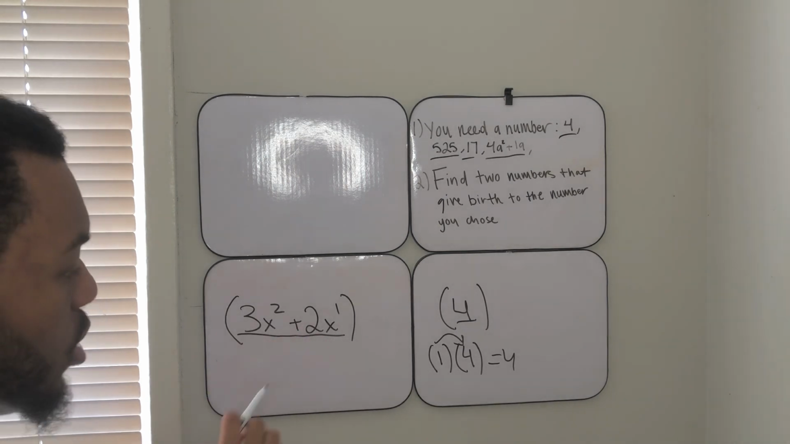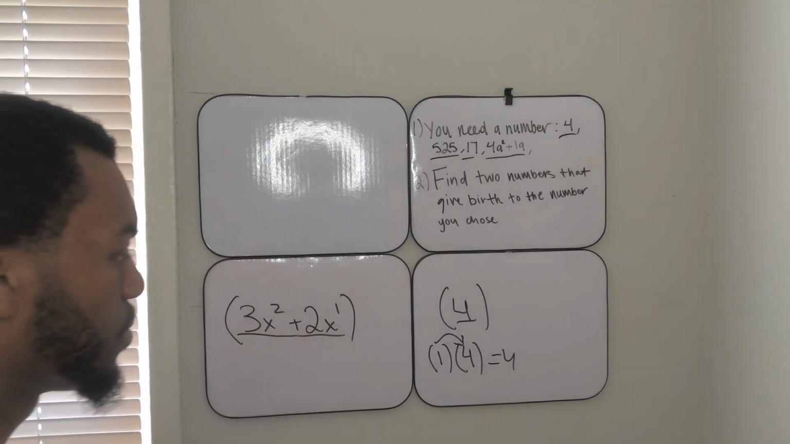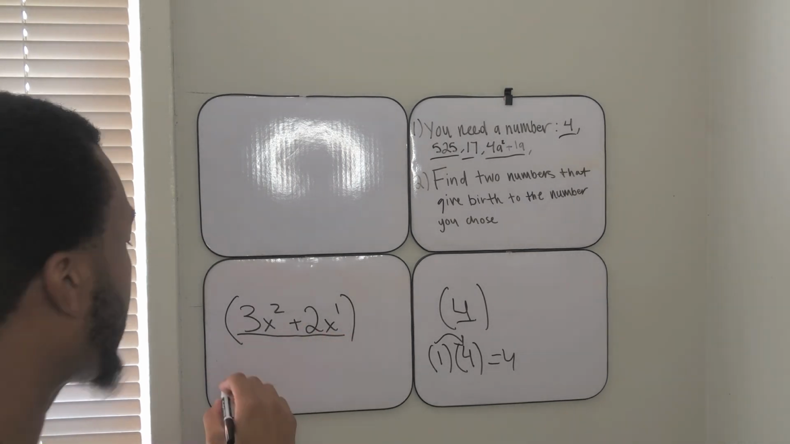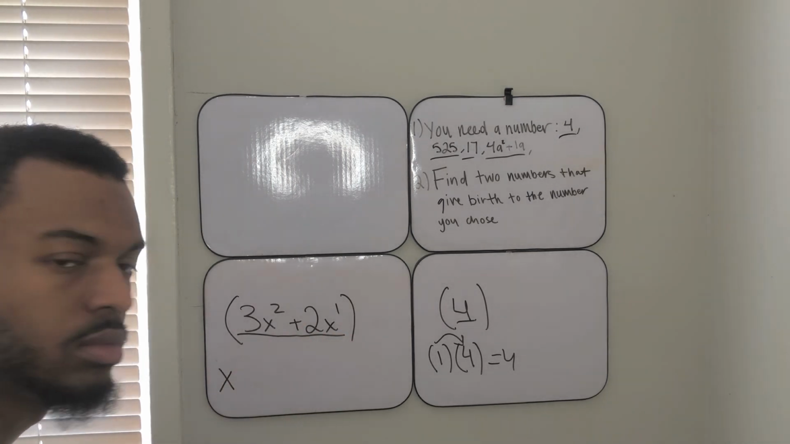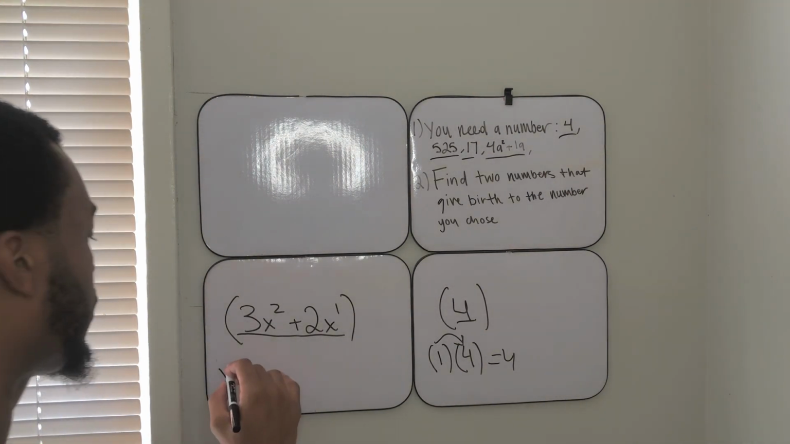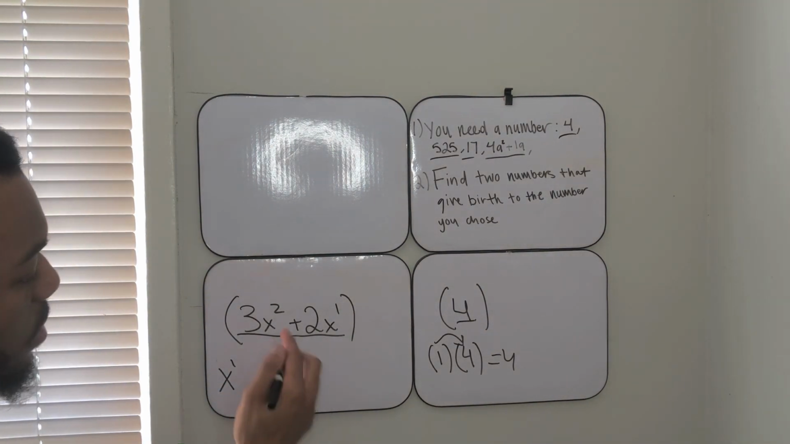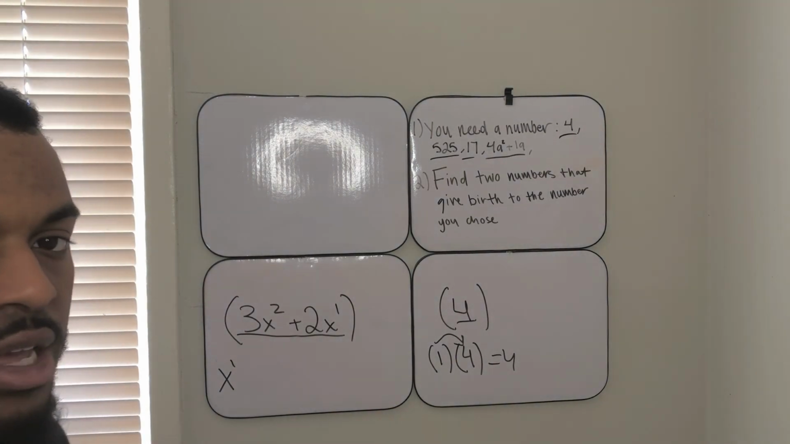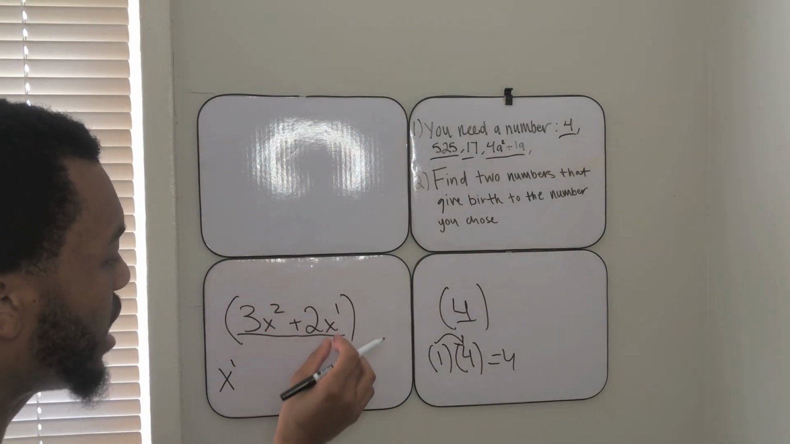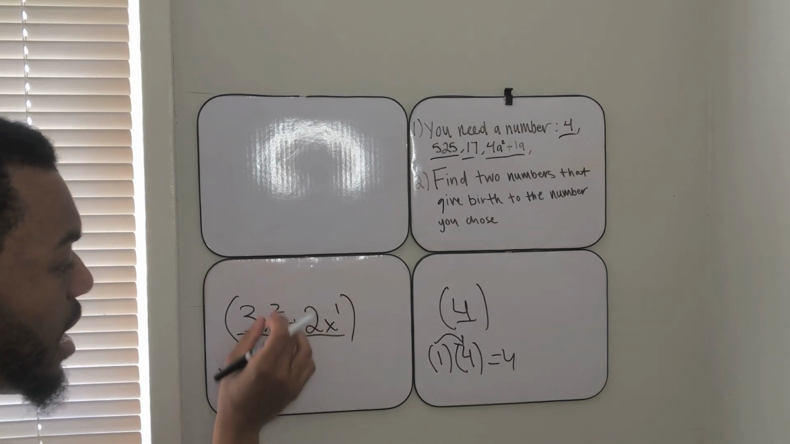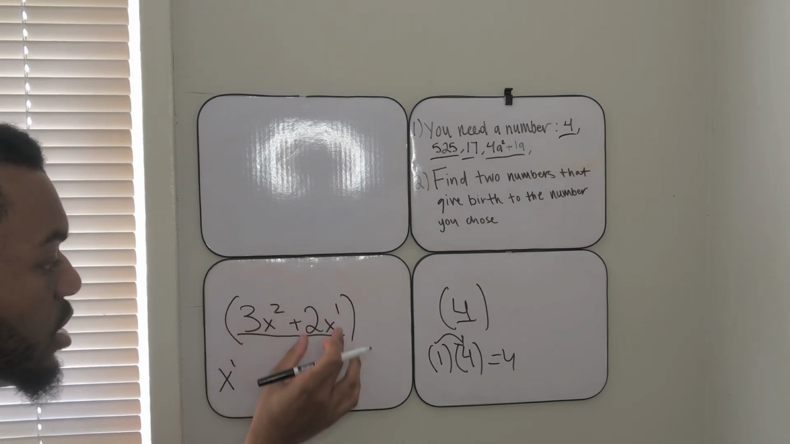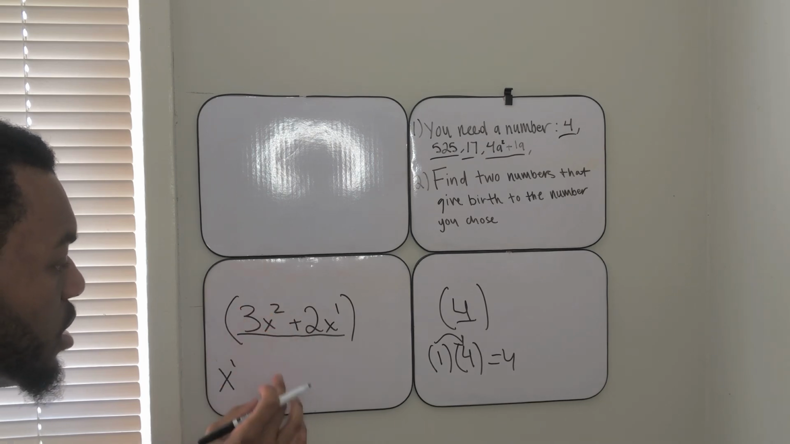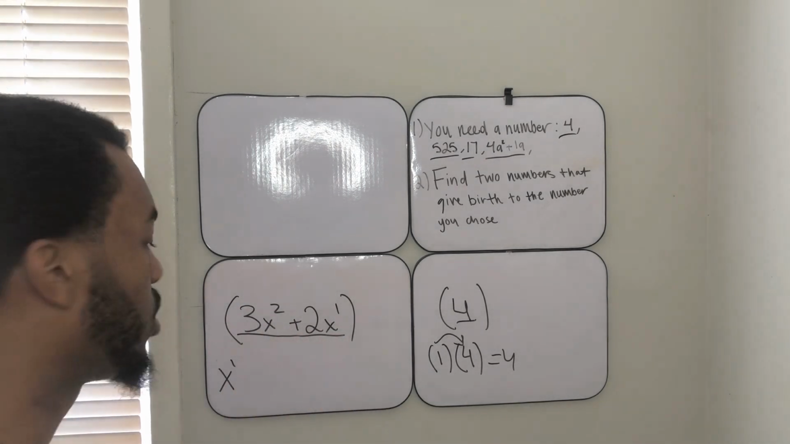For numbers like this though, we need to find what they have in common, because this is a binomial. What they have in common is an x. They have an x to the first power in common, because x to the second means that there's an x to the 1 inside of that. So we're going to take that x to the 1 out of this 2x to the 1, and we're going to take another x to the 1 out of this 3x to the second.